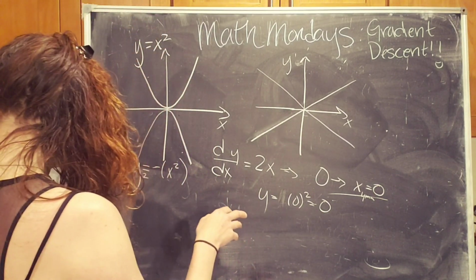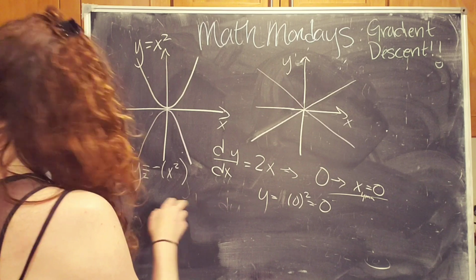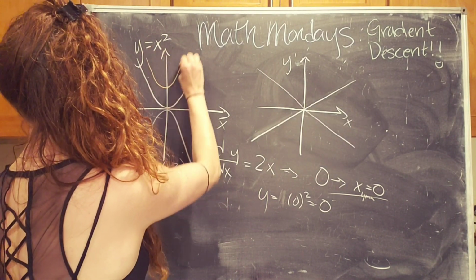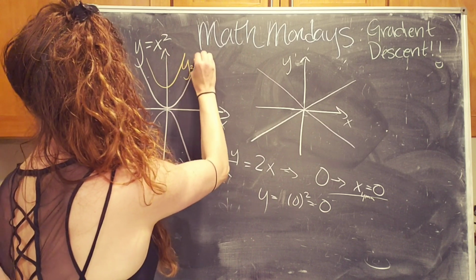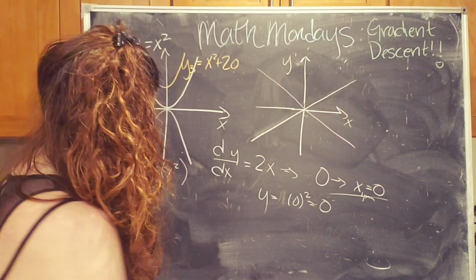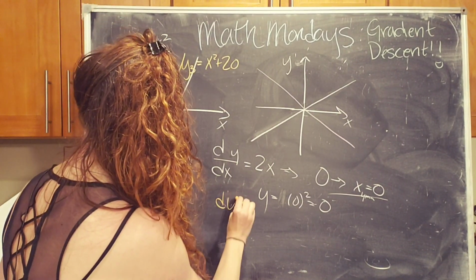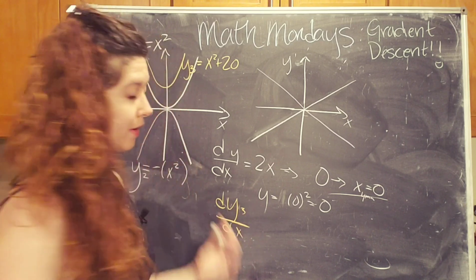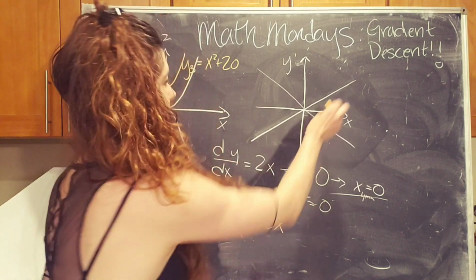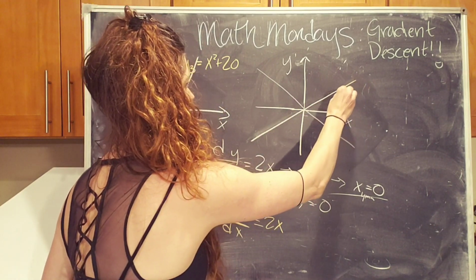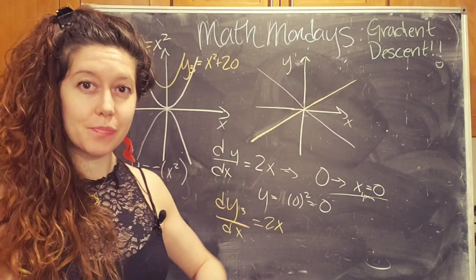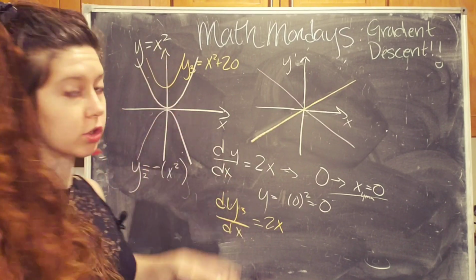The other thing I wanted to show you too, what color do I want to pick? Let's do orange. Okay, so let's say we have an equation, y3 equals x squared plus 20. What now? What? Okay, well, dy3/dx, or the derivative of y3 with respect to x, is still just going to be 2x. And so our orange derivative, it's an official math term, has the same shape as our original equation.